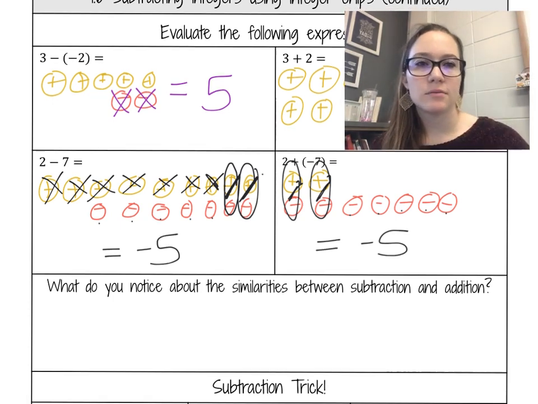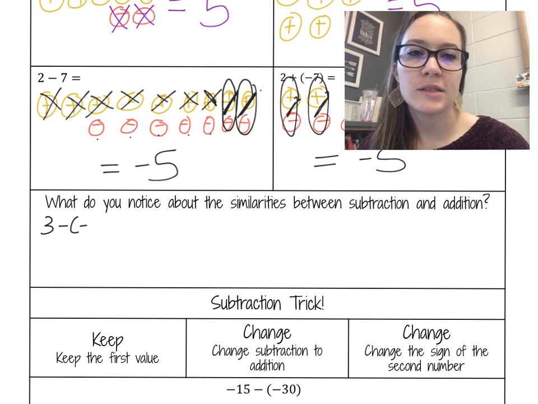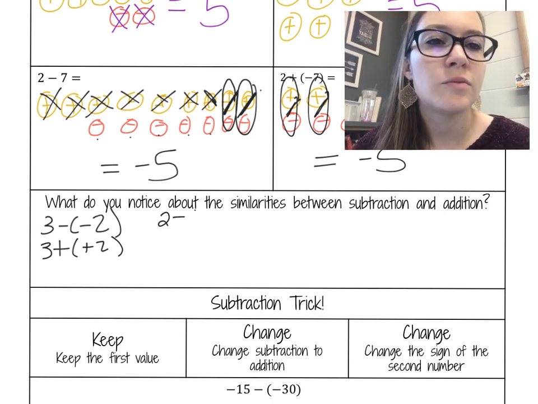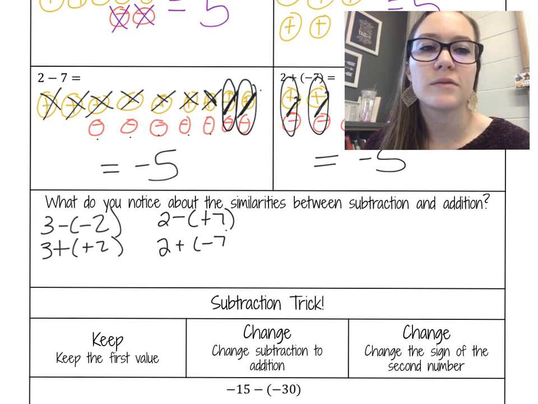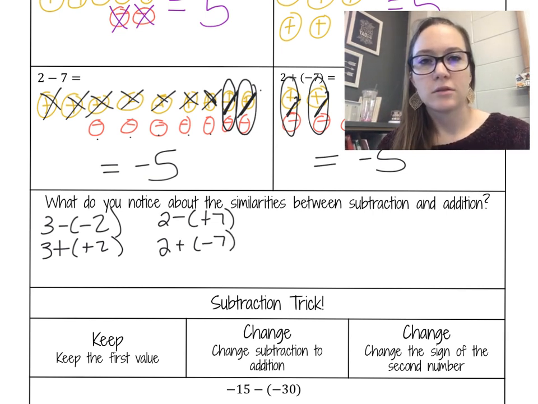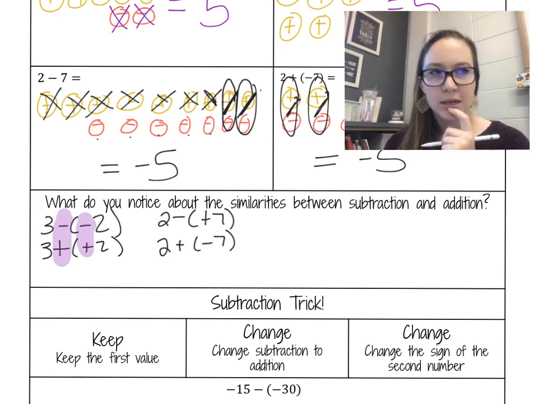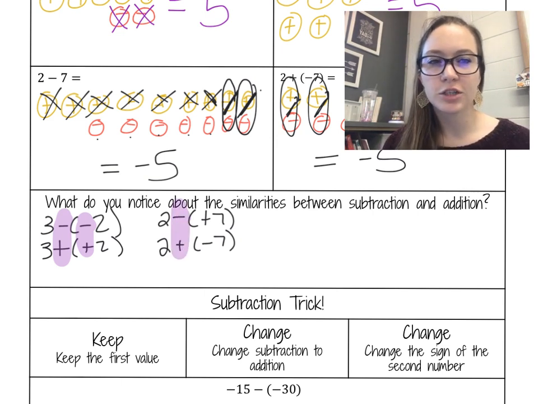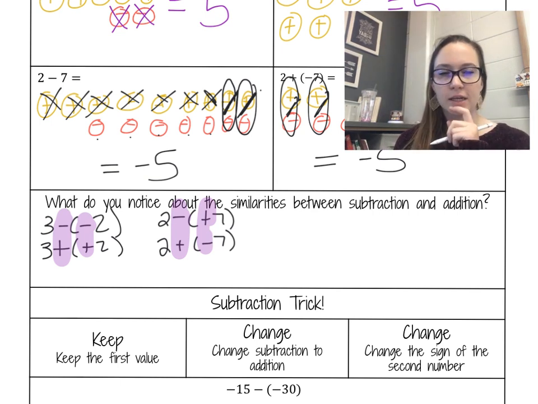So what am I seeing? We had 3 minus -2 was the same as 3 plus a +2. We had 2 minus +7. It's the same as 2 plus -7. Do you see here that when I switch the operation, I switch the sign? Let's see if it works for the other one. I switch the operation from subtraction to addition. I switch the sign of the second number.